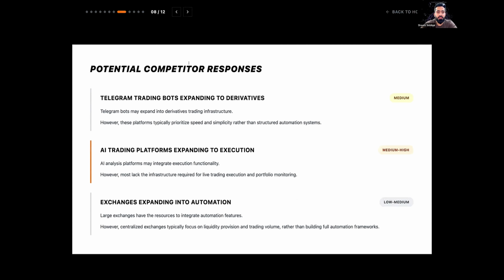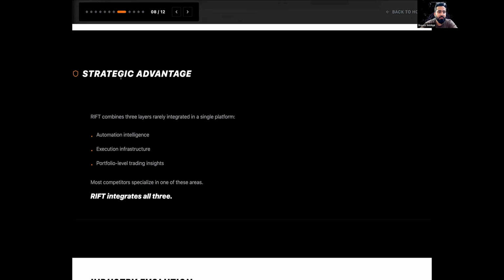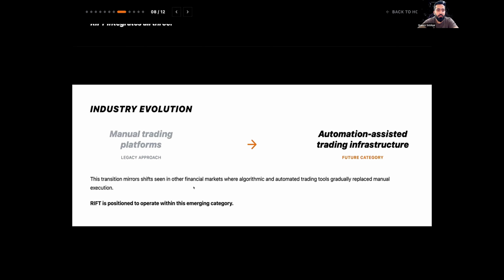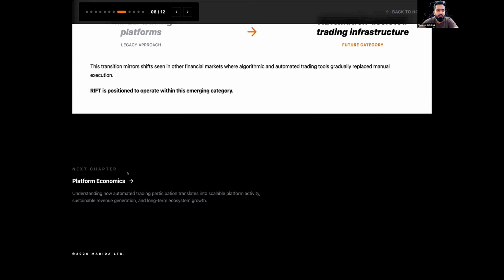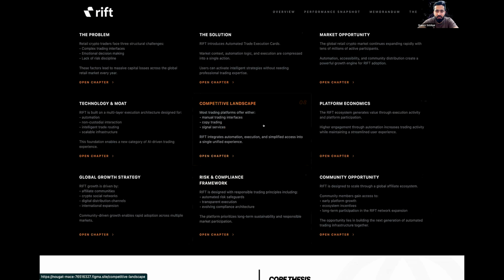Then potential competitor responses. This you all can read. I will drop the white paper right away after the explanation. Strategic advantages of Rift: the automation intelligence, the execution infrastructure, portfolio-level trading insights. Industry evolution. Let's go to platform economics.